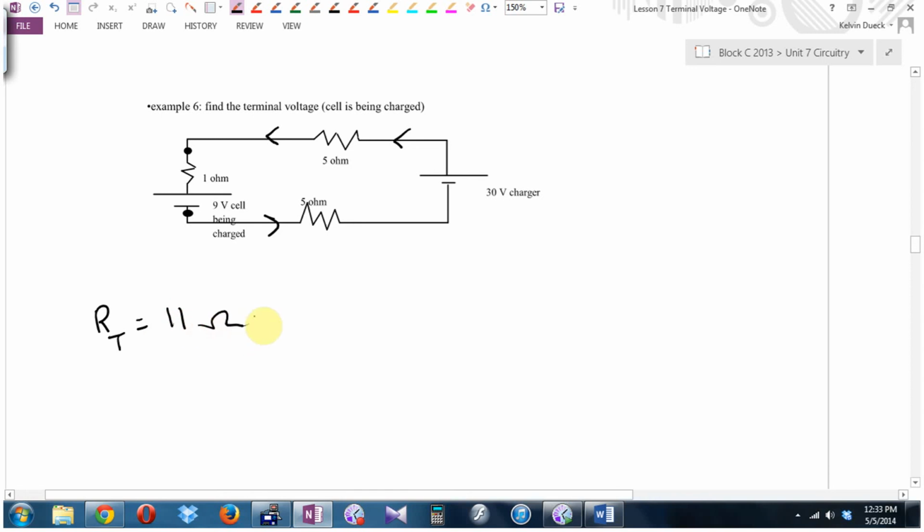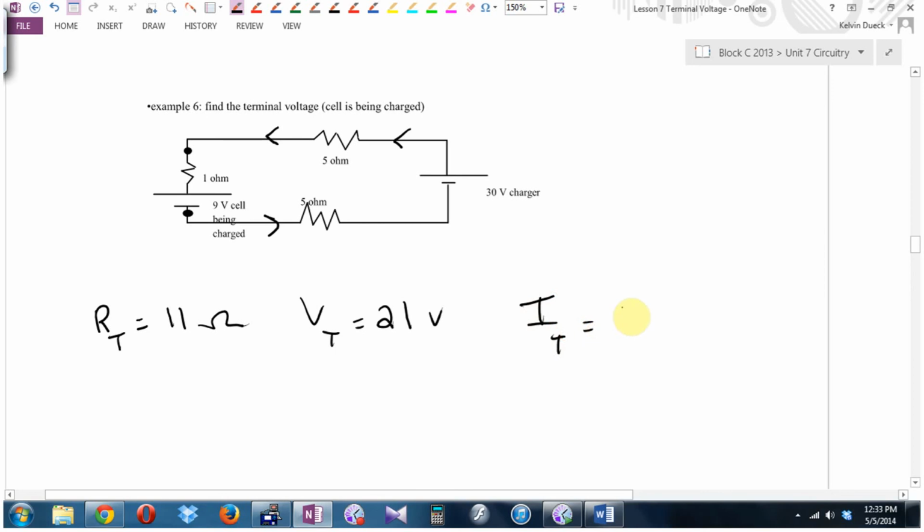Because they're all in series, yes? Is that okay, Cliff? What's the total voltage of this circuit? Really what I should say is what's the net voltage of this circuit? So be careful. 21. Right? 30 up and 9 down. Is that okay, Kurt?